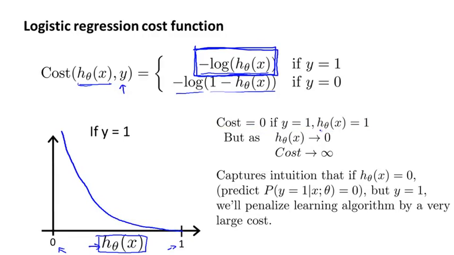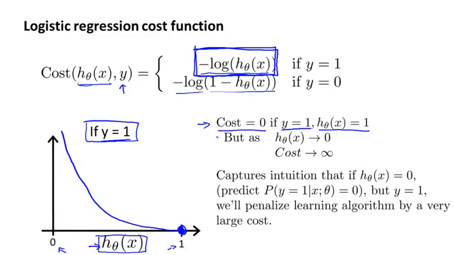First, notice that if h of x equals 1, if the hypothesis predicts that y is equal to 1, and if indeed y is equal to 1, then the cost is equal to 0. That corresponds to this point down here, right? If h of x is equal to 1, and we're only considering the case that y equals 1 here, then the cost is down here, equal to 0.